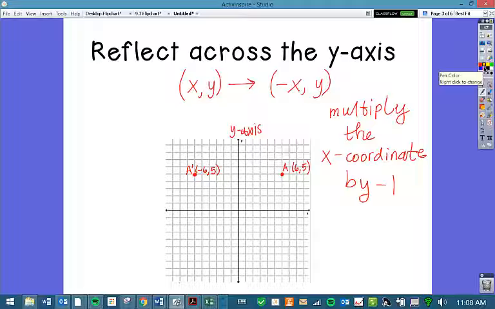Let's do (-3, -3). Here's B, (-3, -3). And I want you to reflect this point across the y-axis. Pause your video and find B prime. Okay, so B is 3 units to the left of the y-axis, so B prime is going to be 3 units to the right of the y-axis. (3, -3).